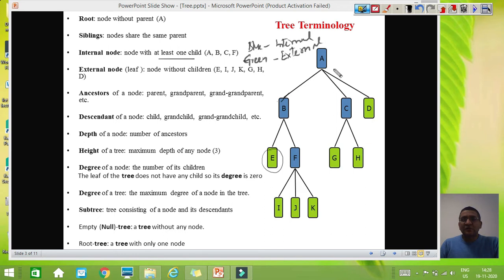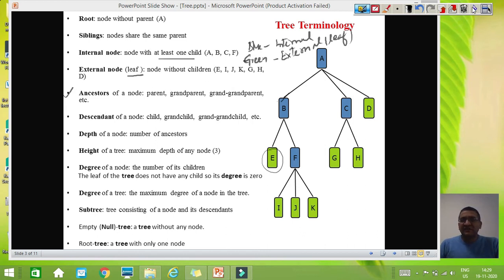An external node is a node which doesn't have any child, and we also call it a leaf. So here you can see that an external node is also known as a leaf, and these are the nodes which do not have any child. Then we have something called ancestors.